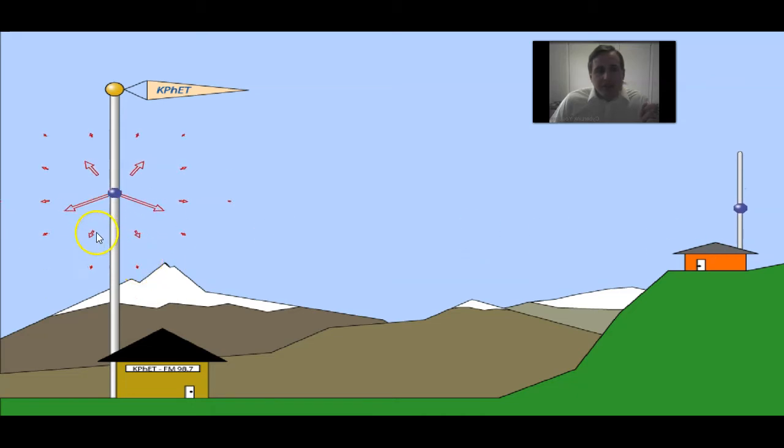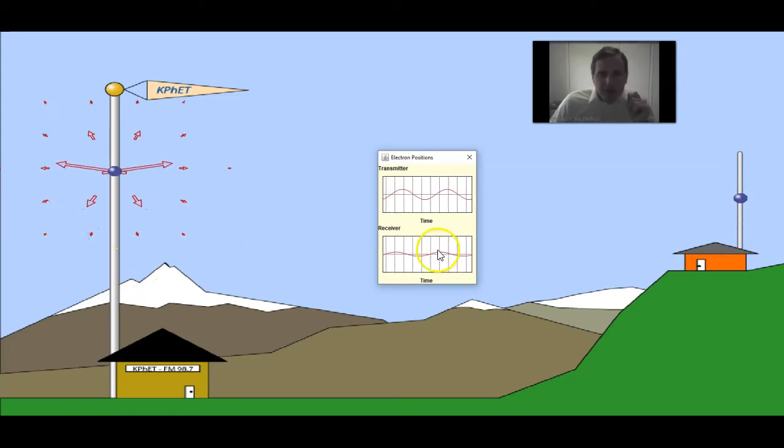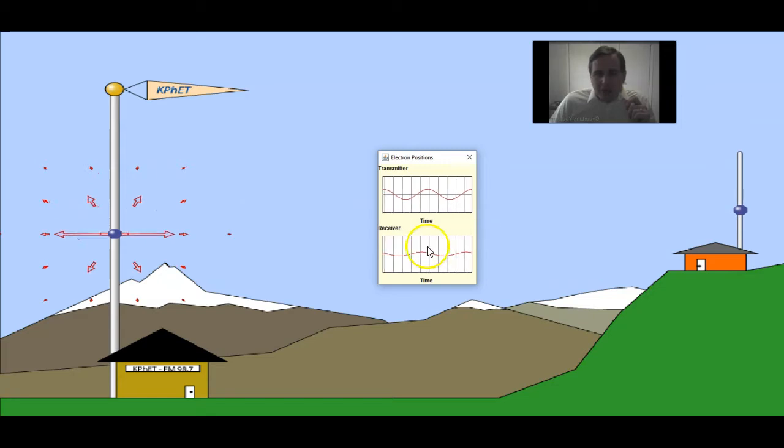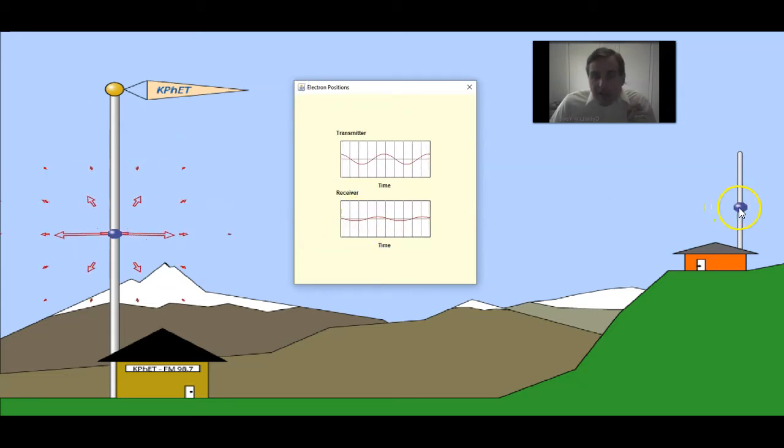Notice the static field is different than the radiated field, because the static field is just, when we're close to the electron, how does it affect the electric field nearby? And how about the positions of the electrons in the transmitter and receiver? Notice that the transmitter electron is moving up and down, and the receiver electron is moving up and down. They have the same frequency, but hopefully you see here, indeed, they do have different amplitudes.